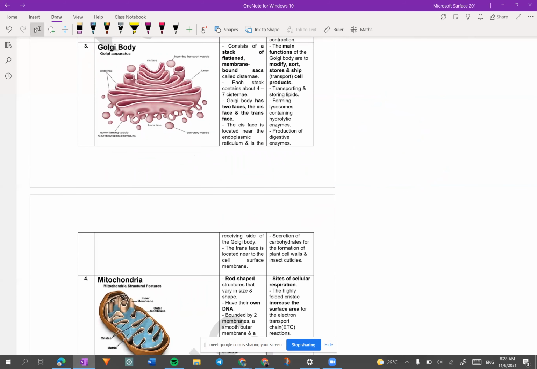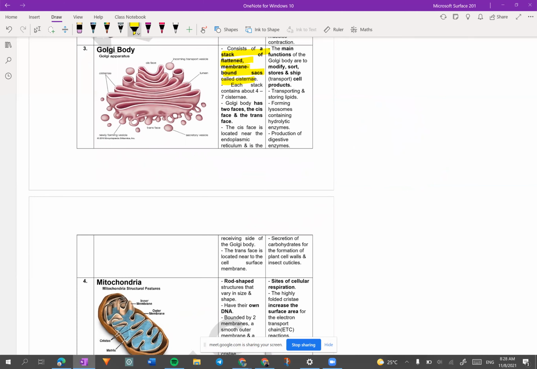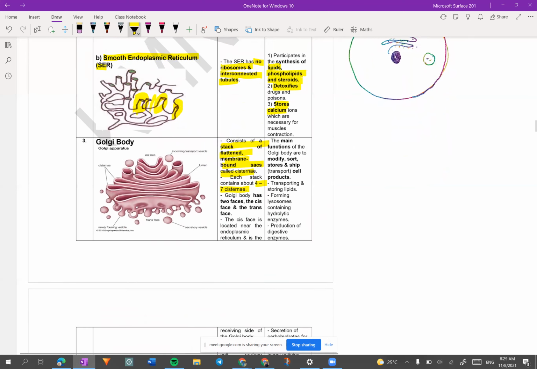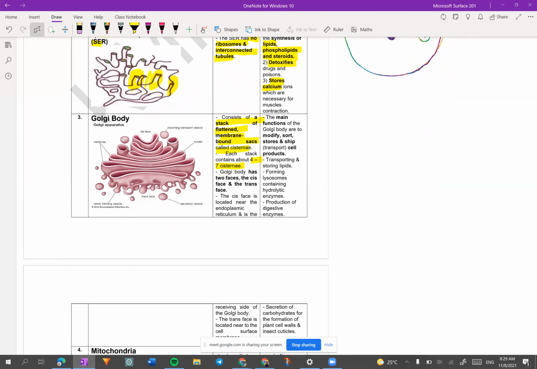Right, next. Only two so far. We have to go a bit faster. Okay, Golgi body. The Golgi body is a stack of flattened membranes, also cisternae. Usually it has 4 to 7 cisternae. That is how you distinguish it from the smooth ER, because smooth ER is more like tubules, while this is more like cisternae stacked on each other like burgers. It has 2 faces, cis and trans. Their function is to modify, sort, store and ship cell products.